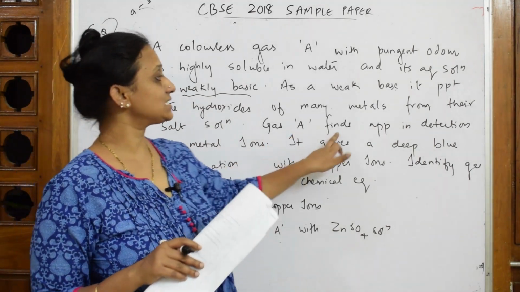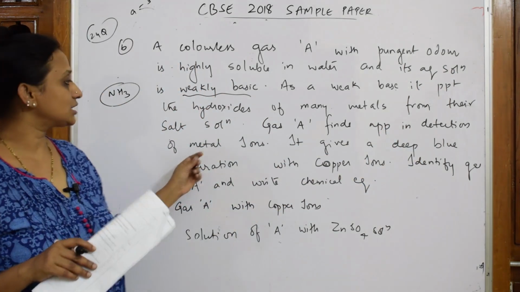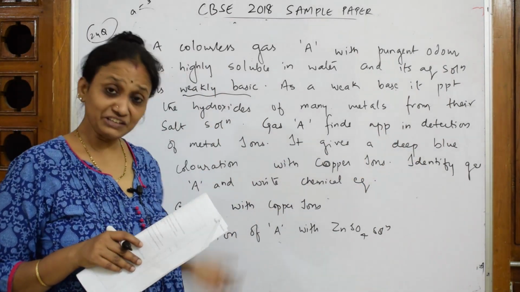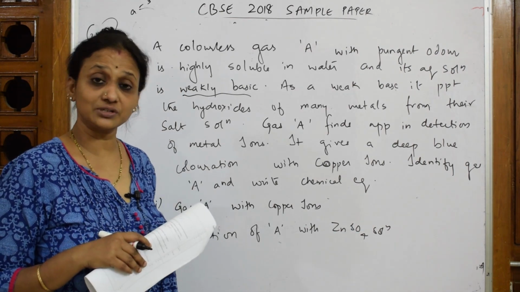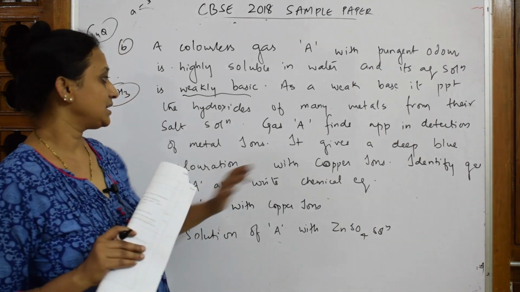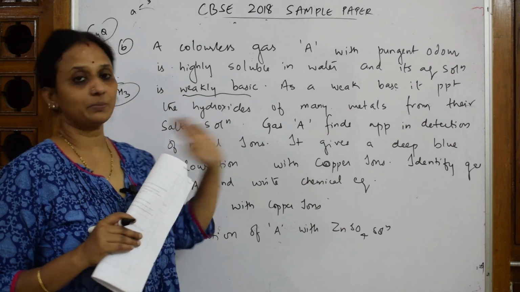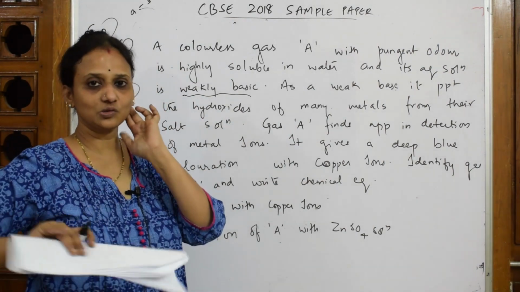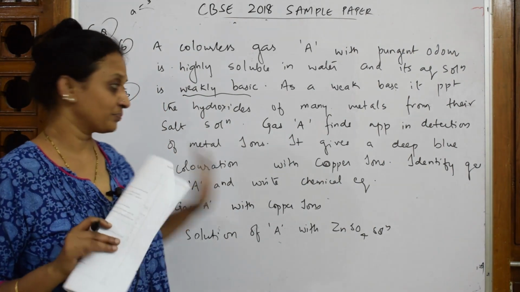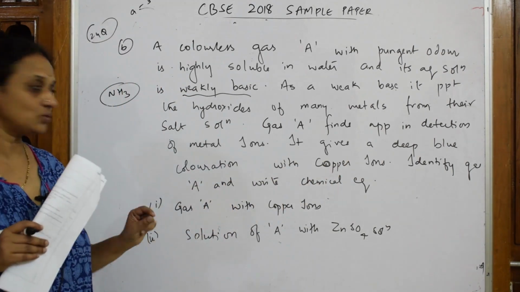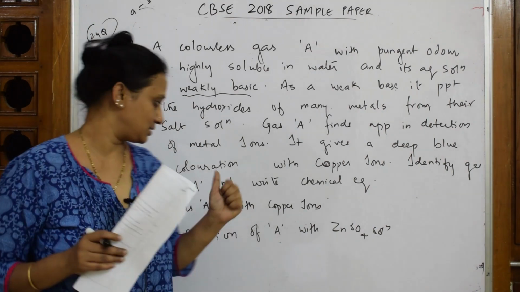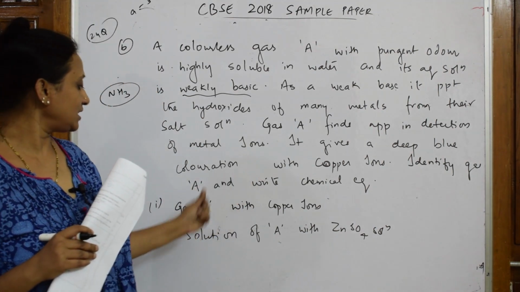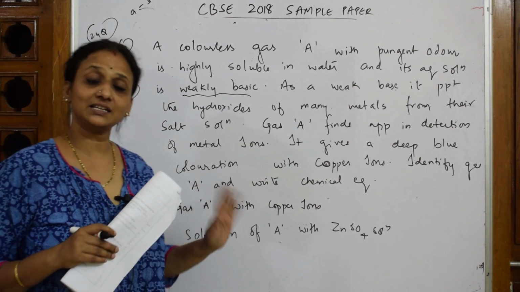Gas A finds application in detection of metal ions. We have studied in coordination compounds where it forms a neutral ligand, isn't it? It gives a deep blue coloration with copper ions. No problem, that clue also I've got. That means I'm correct with the answer. Identify gas A. With this weakly basic concept, I've come to a conclusion. It is ammonia, 100%.